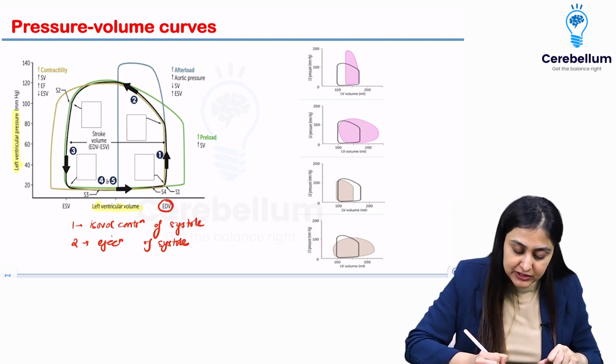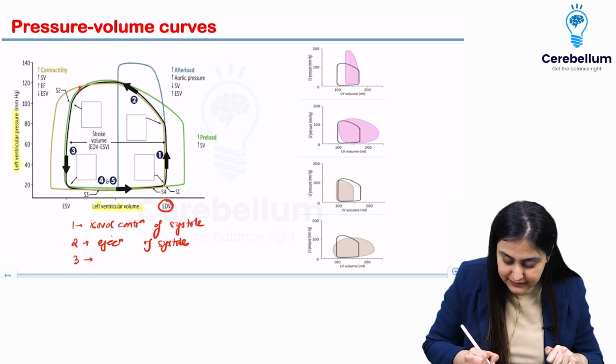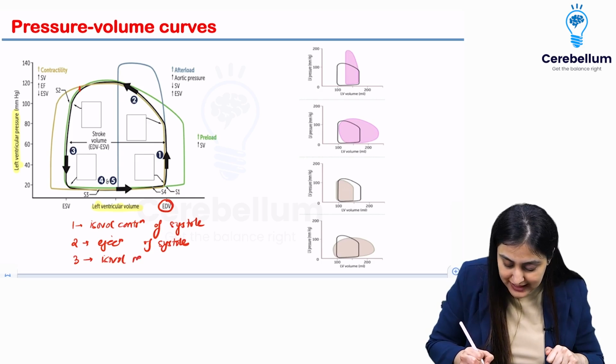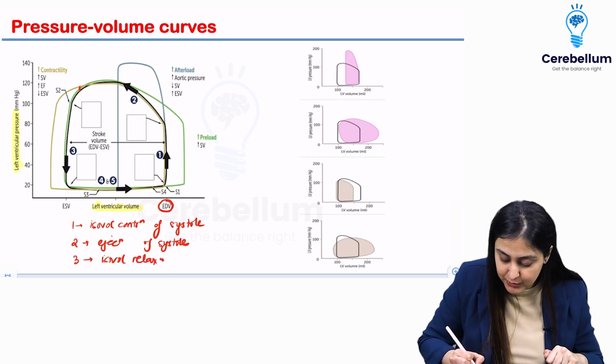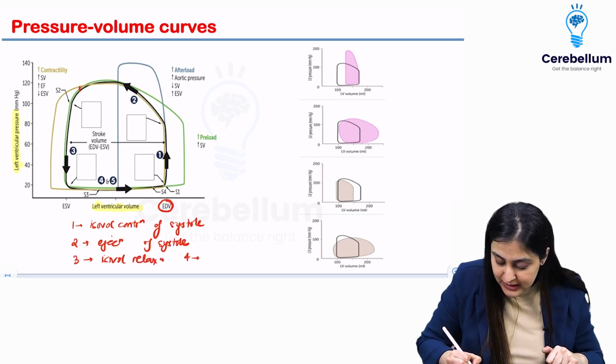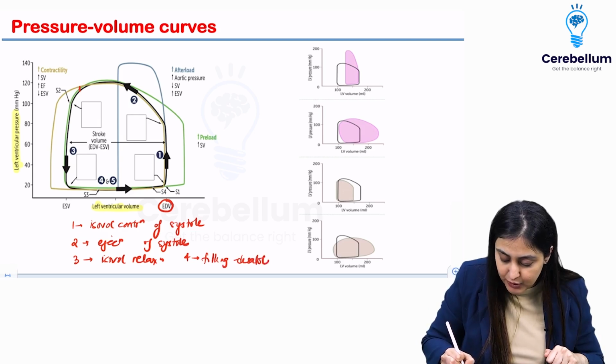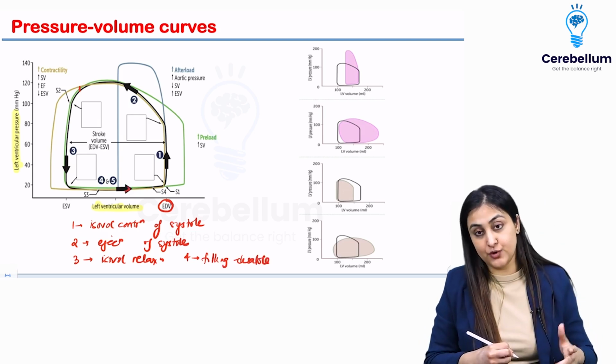After that, we are going to reach the end of the systole, and then I'm going to have phase 3, which is isovolumetric relaxation. You can see the pressure going down, and finally phase 4 is the filling-in phase of diastole. You can see how the volume is increasing in phase 4, isn't it?